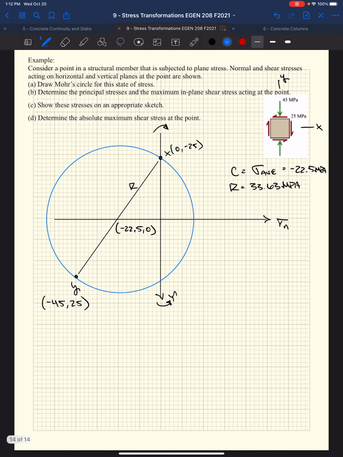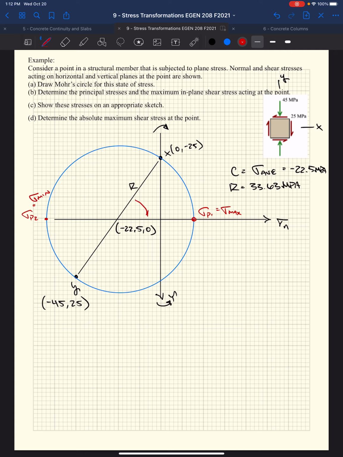So we were asked for the principal stresses and the maximum in-plane shear stress. Well, we know principal stresses are our two points on our x-axis, right? We'll have sigma P1, sigma P2, right? And these are our maximum and minimum stresses.